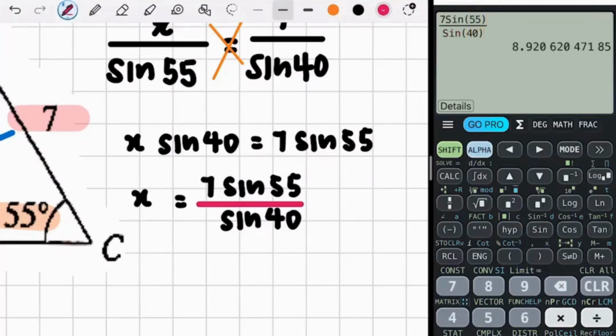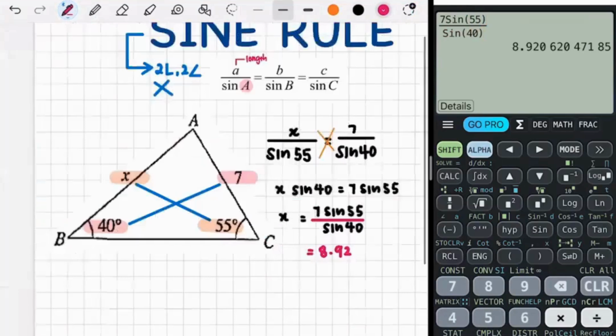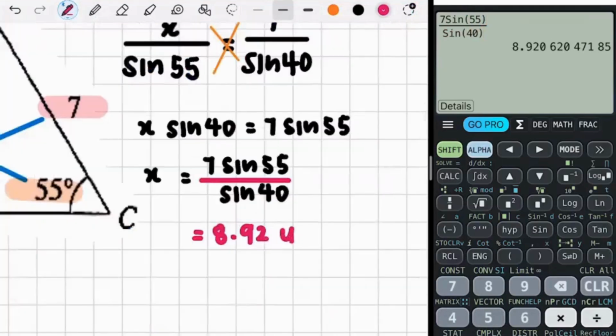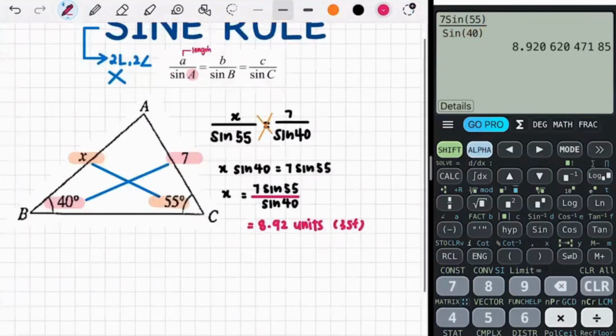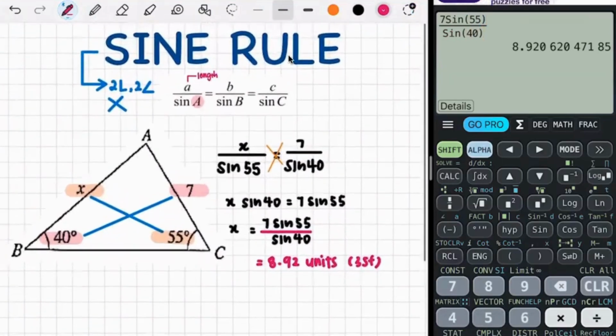If it's not the final answer, then you give 5 significant figures. But now it's final, so 8.92. Did they put units? No, so you can just put units. If it's mm, cm, meter, or km, then put accordingly. Three significant figures, just punch into your calculator. So this will just be your sine rule.